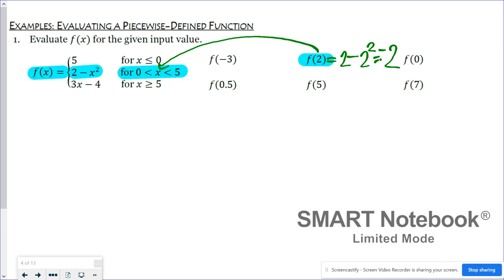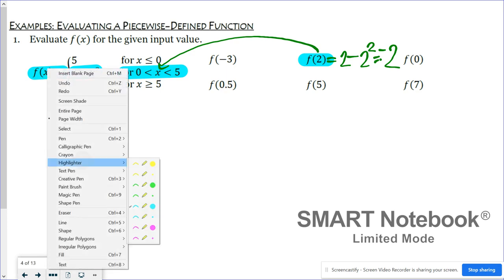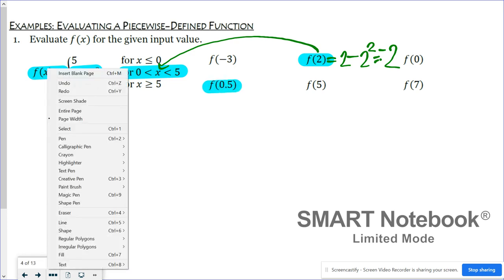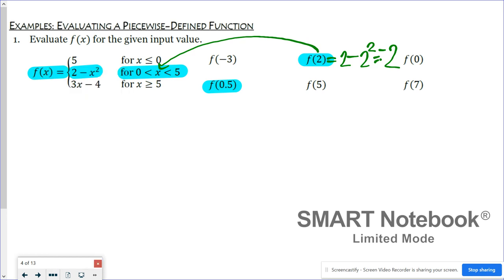Are there any others that I would use this second piece for? I agree, f of 0.5. 0.5 totally falls in between 0 and 5, so I should definitely use the second piece to evaluate f of 0.5. So I plug it in. I go 2 minus 0.5 squared, and I probably want to use a calculator here. So I end up with 1.75. Are there any others we would use this second piece for? I agree. We are done here.